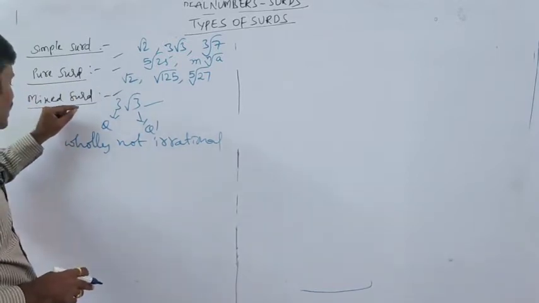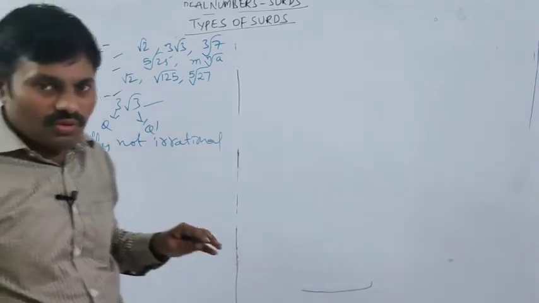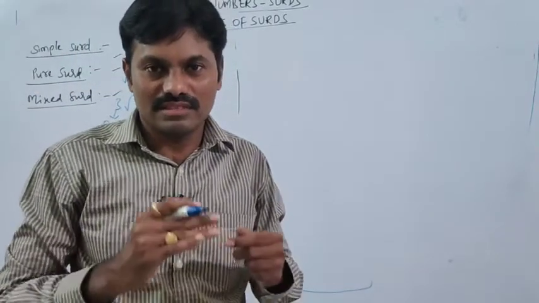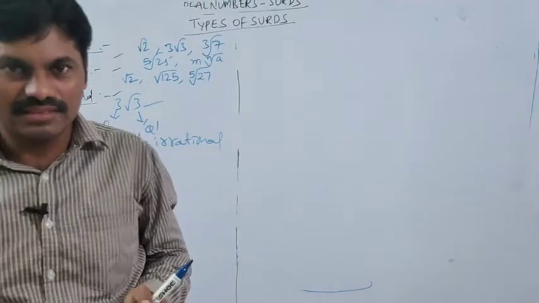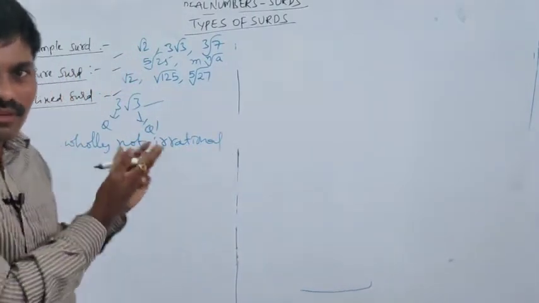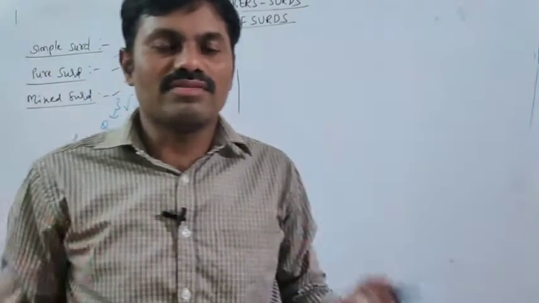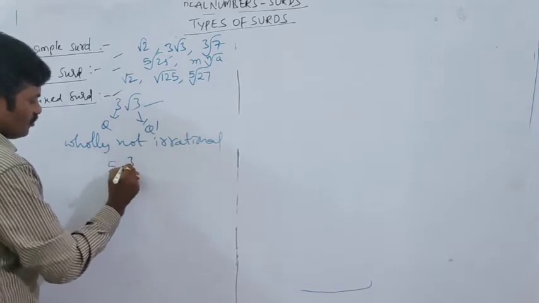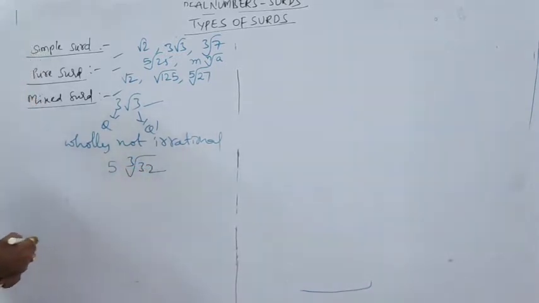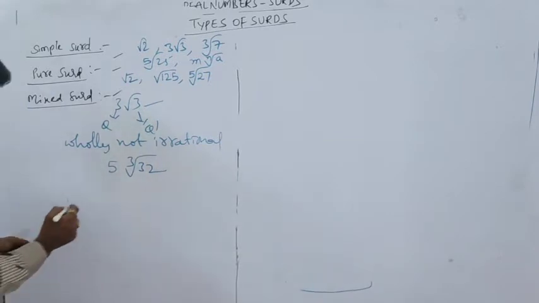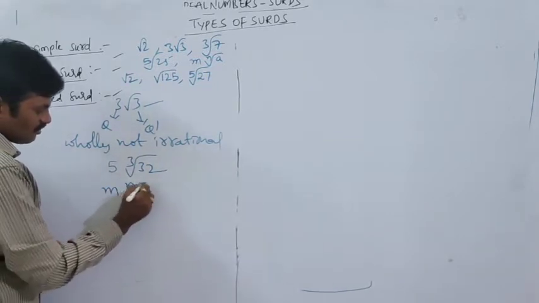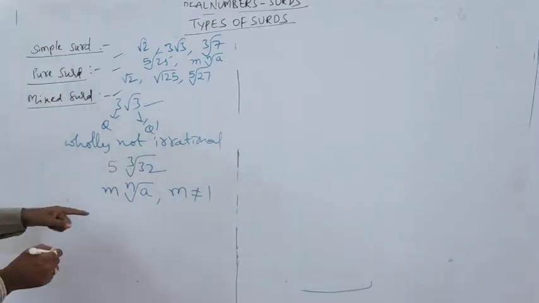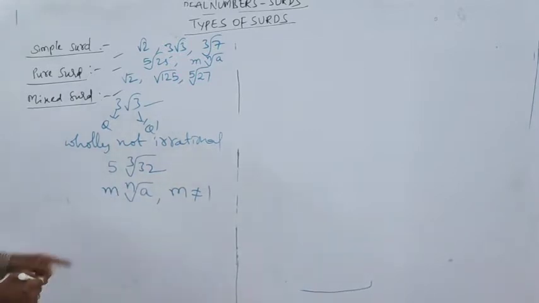If the number is not wholly irrational, such type of surds, the surds are not wholly irrational, they can be expressed as a product of rational and irrational. Such type of surds are called mixed surds. See, if you have 5 into cube root of 32, it is a mixed surd. We can write a mixed surd in general form like this: m into nth root of a, where m is not equal to 1.